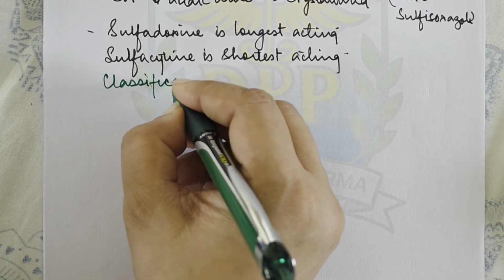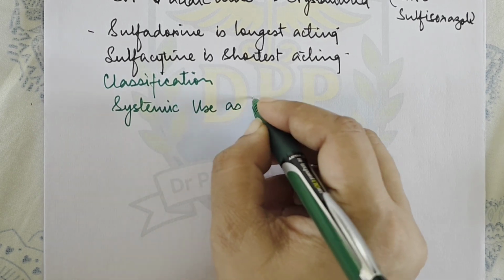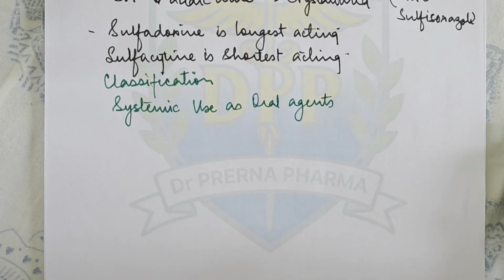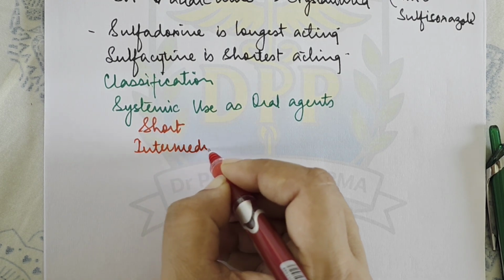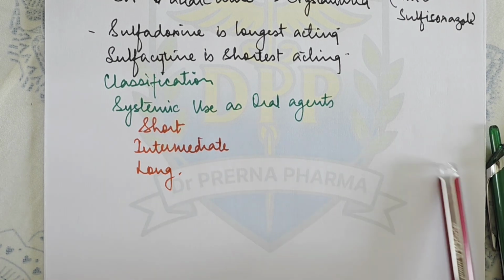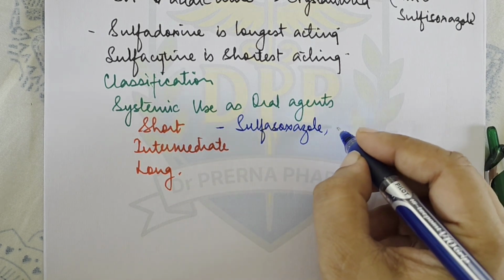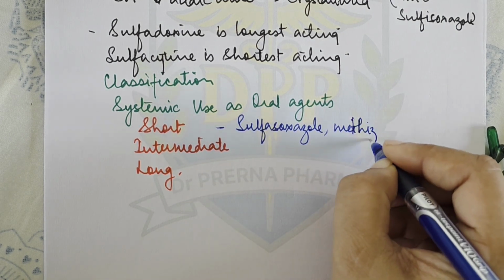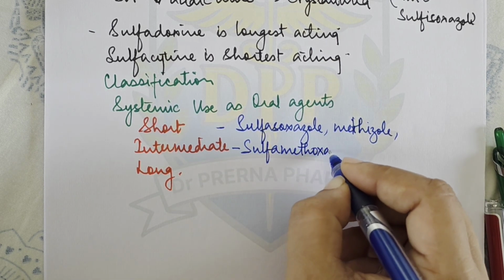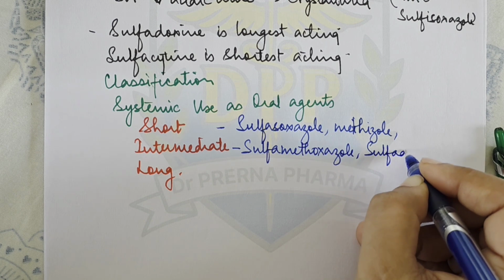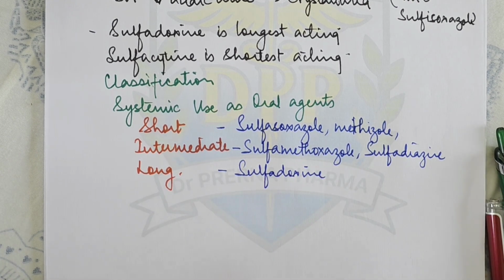If we see the classification, then systemic use as oral agents. So what are the drugs which are used? Now in this we have short acting, intermediate acting and long acting. Short acting we have sulfisoxazole, sulfamethizole, right? Intermediate acting is sulfamethoxazole, sulfadiazine, and long acting it is sulfadoxine, right?